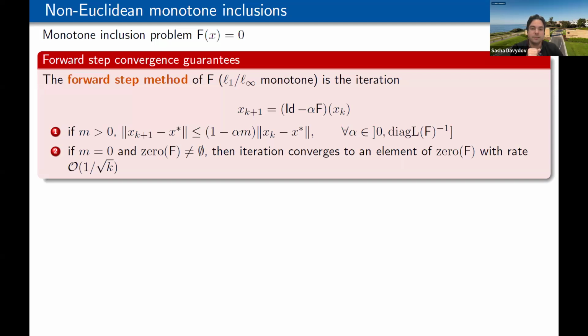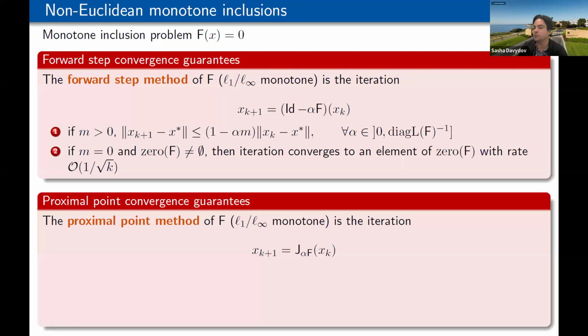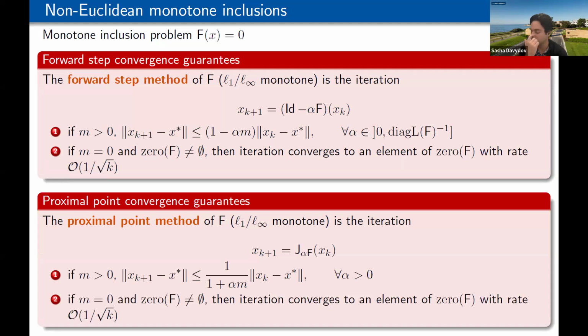And this is actually a big difference between the non-Euclidean theory and the Euclidean theory. This item 2, the case of monotone but not strongly monotone, this method will not converge in the general monotone Hilbert framework. Whereas if you're monotone with respect to an L1 or an L infinity norm, this iteration will converge. So, going beyond the forward step method, you can look at the proximal point method, which is really the iteration of the resolvent mapping. Again, you have similar convergence results: if you're strongly monotone, you converge linearly for any step size alpha that you pick. And if you're monotone but not strongly monotone, you converge sublinearly to some element of the set of zeros, provided it's not empty.